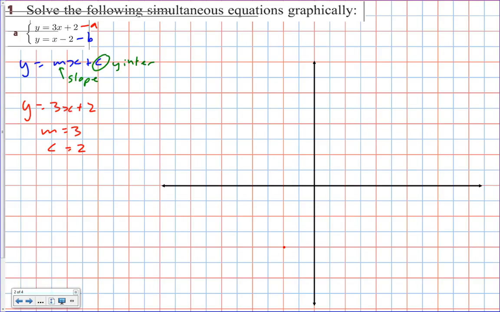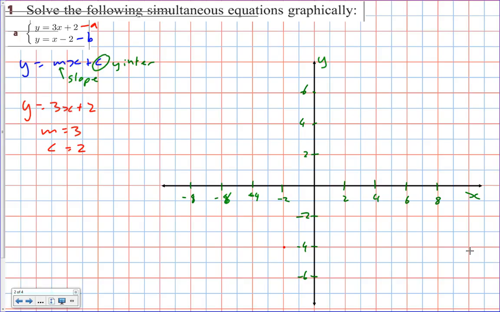So let's draw that onto our graph, just set up our graph a bit more. So it's going to be 2, 4, 6, 8, negative 2, negative 4, negative 6, negative 8, 2, 4, 6, negative 2, negative 4, negative 6. That's my x-axis. That is my y-axis.